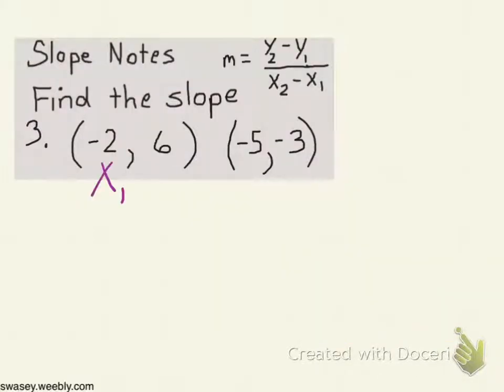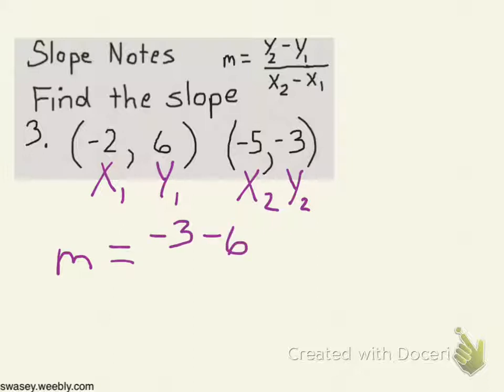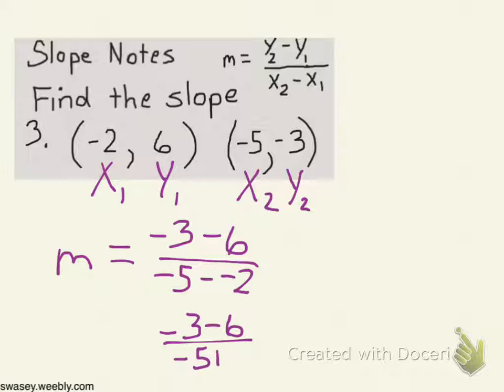We'll label our points x sub 1, y sub 1, x sub 2, y sub 2. And we'll substitute into that slope formula. On the top we'll have y sub 2, which is negative 3, minus y sub 1, which is 6. On the bottom you should have negative 5 minus a negative 2. Now when you see that minus a negative 2, if you want to, you can go ahead and rewrite it as plus a positive 2. So you can write the denominator as negative 5 plus 2.